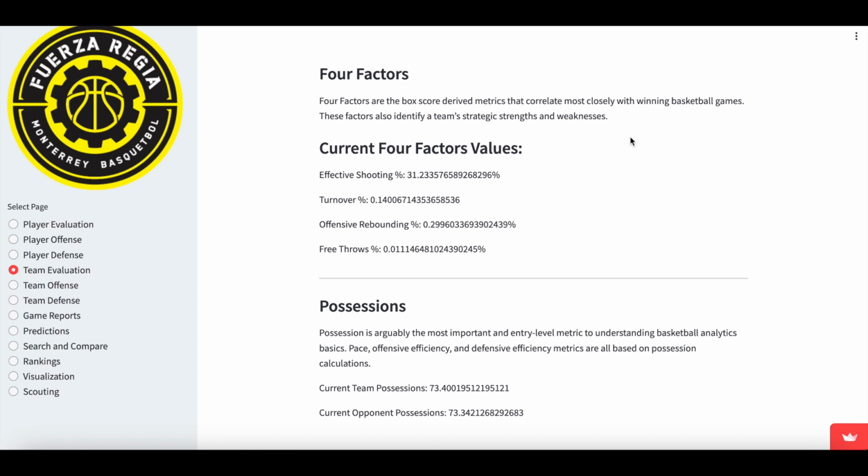In the case of Fuerza Regia, we can see the 4 factors. And the 4 factors are always effective shooting percentage, turnover percentage, offensive rebound percentage, and free throw percentage. Here you can see out of these 4 factors, which factor is the biggest strength of Fuerza Regia. In this case it would be effective shooting percentage.